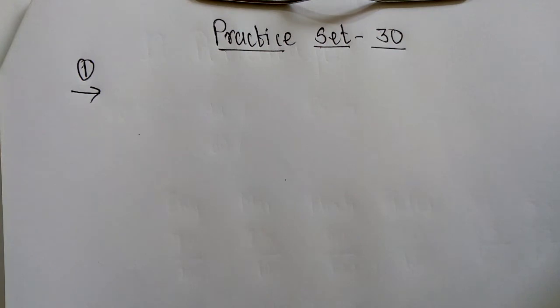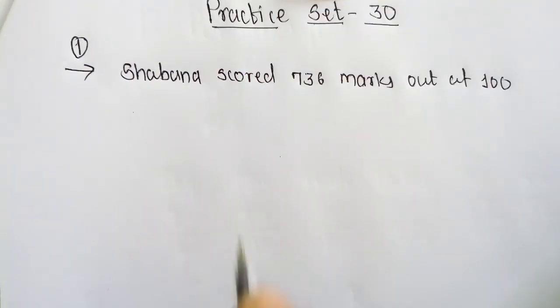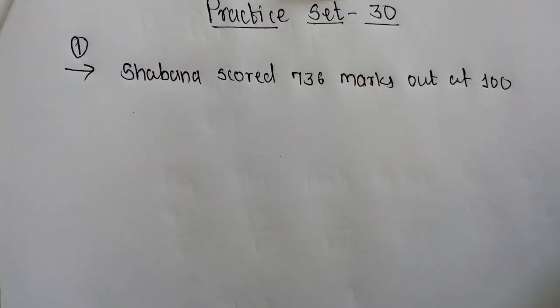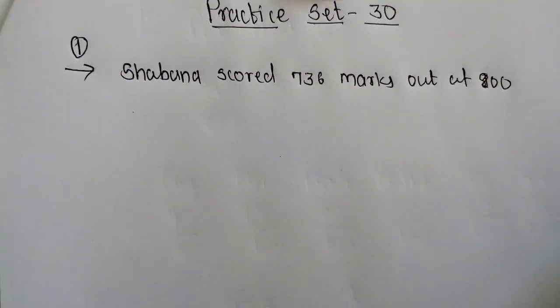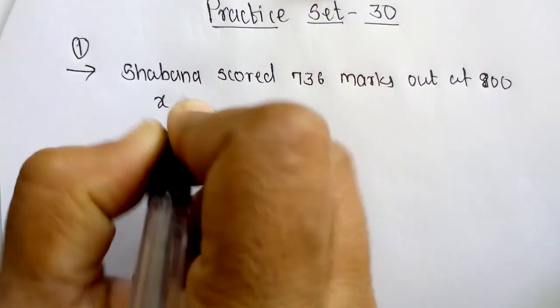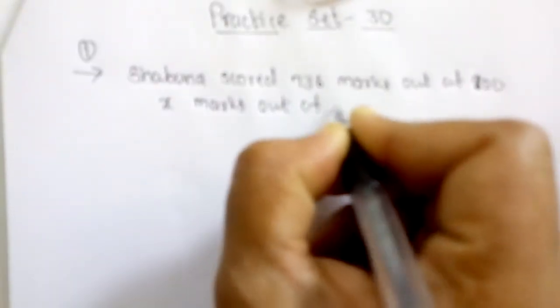Shabana scored 736 marks out of 800 in her exams. What was the percentage she scored? Shabana scored 736 marks out of 800. So we have to find out how many marks out of 100. Okay. So we will consider x marks out of 100.